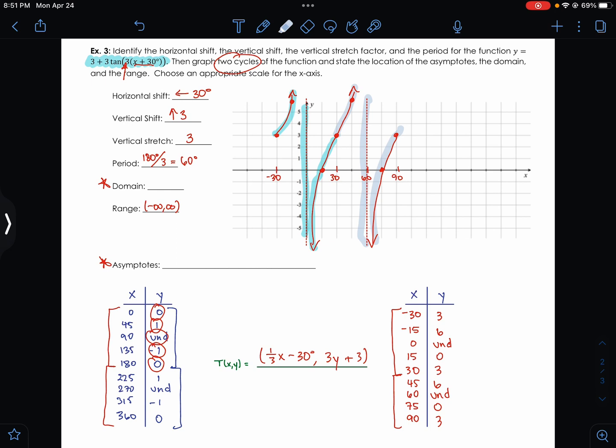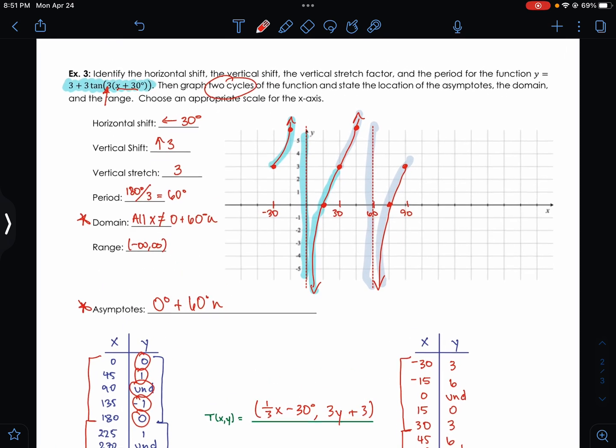And that gives us 2 cycles. And so again, to finish out the characteristics of this graph, we see that our asymptotes are at 0 degrees plus every 60 degrees. And our domain is going to be all x not equal to 0 plus 60 degrees in.